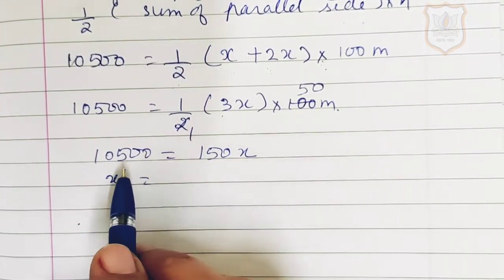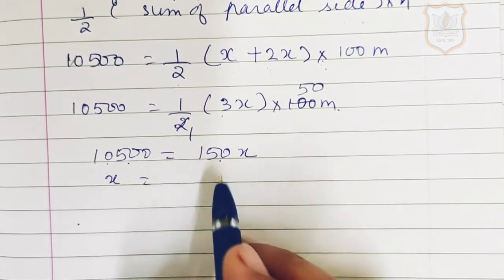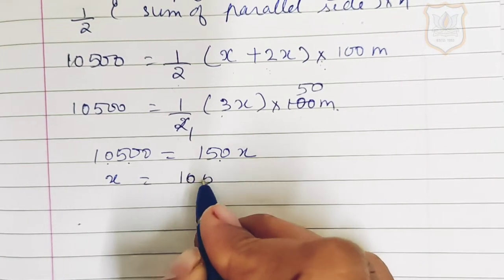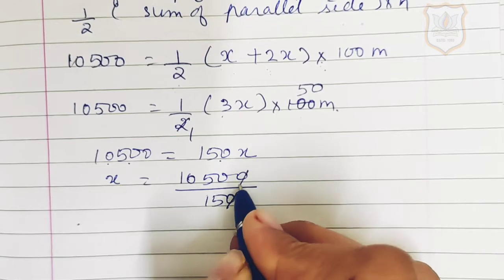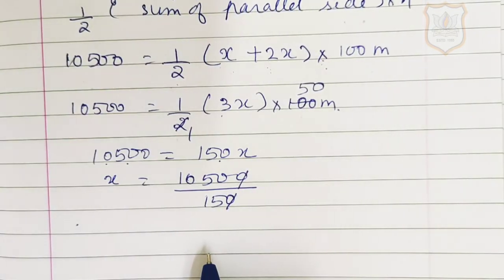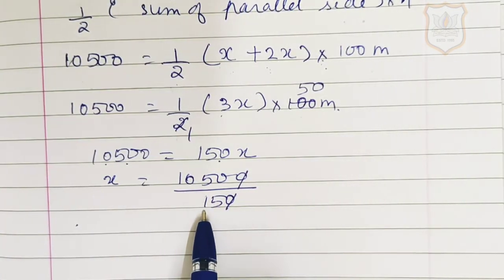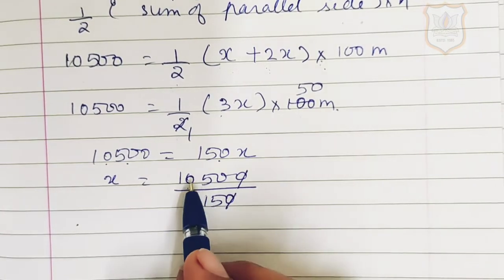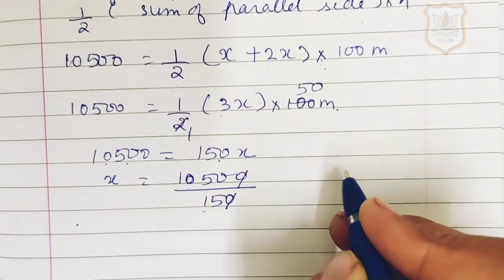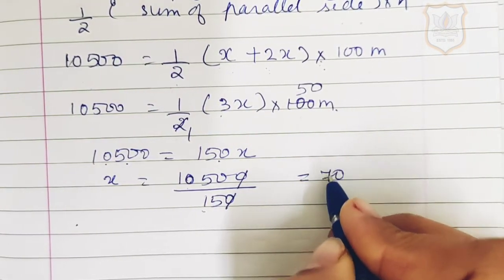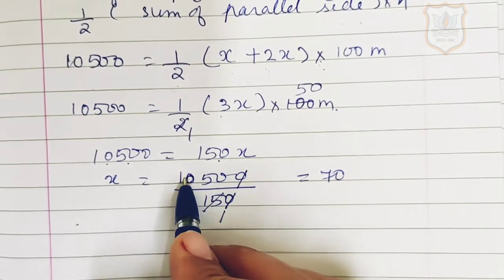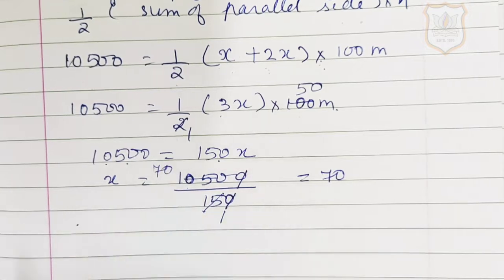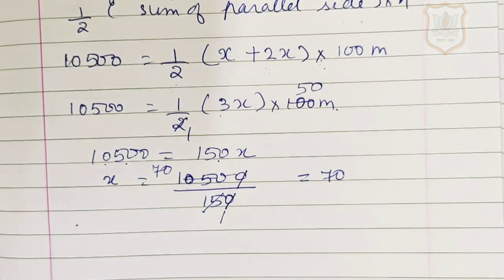To find out the value of x, we will divide 10,500 by 150. 10,500 divided by 150. 0, 0 we will cut. Now we will use the table of 15. 15 sevens is 105. So 15 70s will be 1050. So here we will write 15 ones are 15, 70s are 1050. So the value of x is 70.